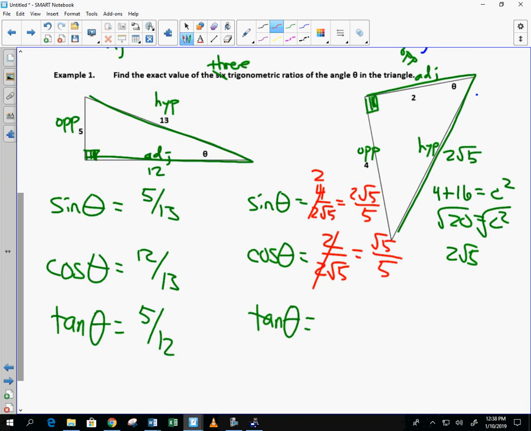What about tangent? Sine over cosine, or just opposite over adjacent. So I've got dos, which is Spanish for 2.